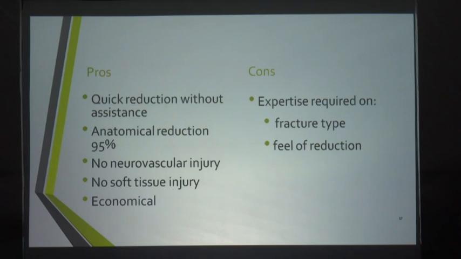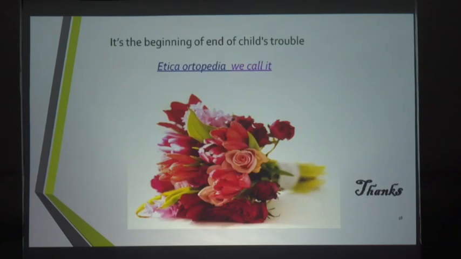Pros and cons: quick reduction without resistance, anatomical reduction 95%, no humerus injury, no substitute injury, economical. And the harm is expertise required. You need at least 10 or 25 cases to get up to this level. Fracture time and field reduction. If you know how to do field reduction, it is easy.